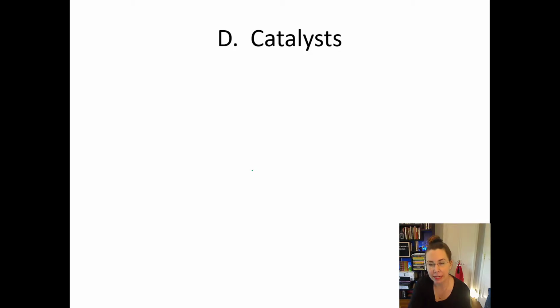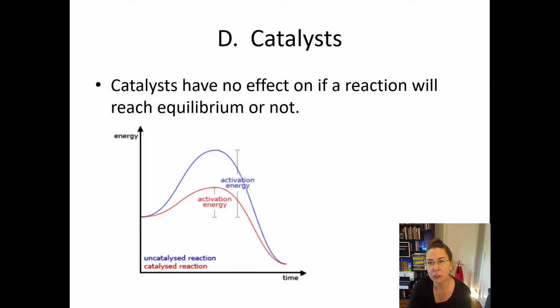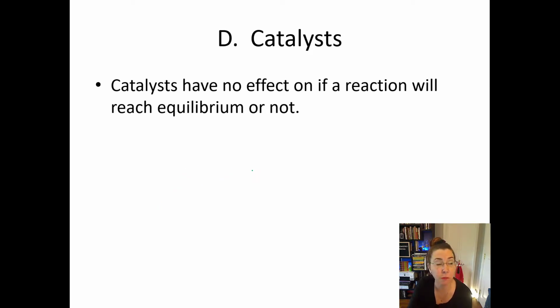Now, catalysts. We know that catalysts affect the rate of a reaction. They make it go faster. But how will that affect an equilibrium? Well, it's interesting. Catalysts have no effect on whether a reaction will reach equilibrium or not. If a reaction was going to go to equilibrium, a catalyst won't make it happen if it wasn't going to happen in the first place.